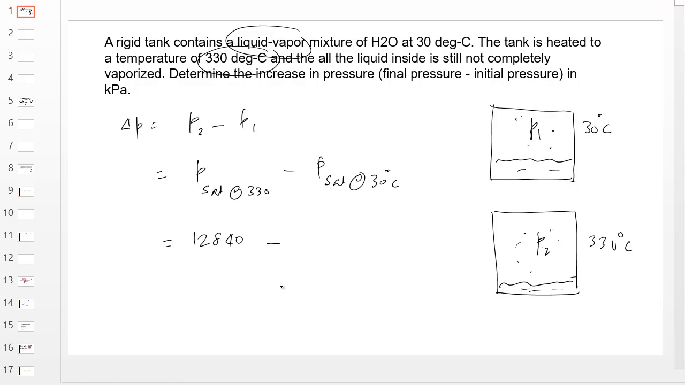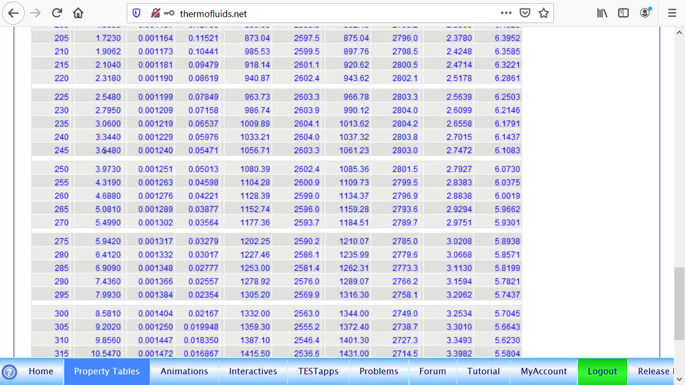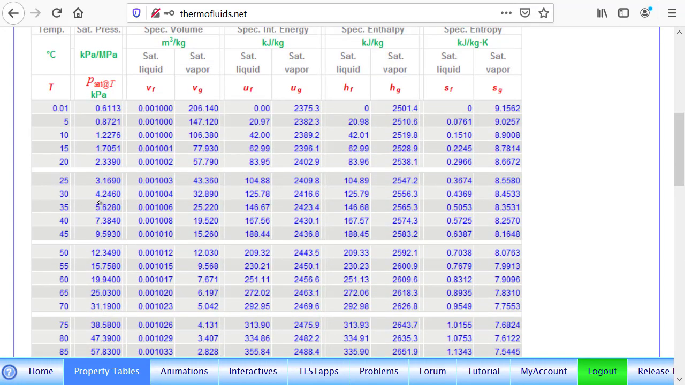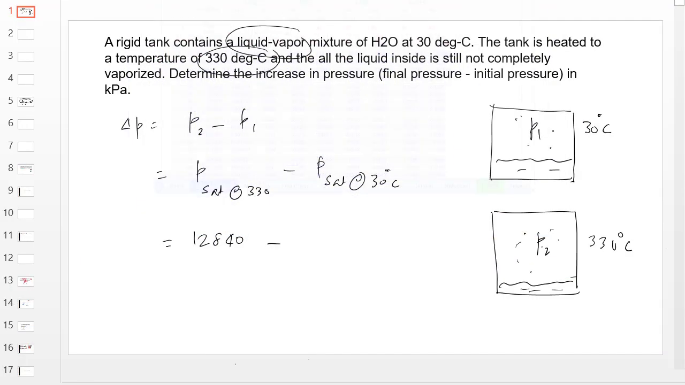12840. And what is the value at 30 degrees Celsius? At 30 degrees Celsius, the saturation pressure is 4.246. So the answer will be in kPa, and if you find the difference, delta P is very close to 12840 minus 4.246 kPa, should be the correct answer.